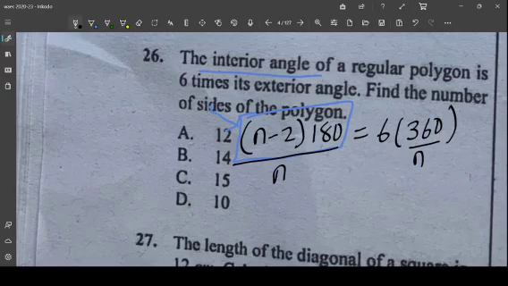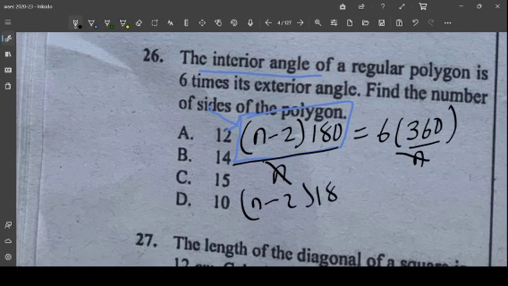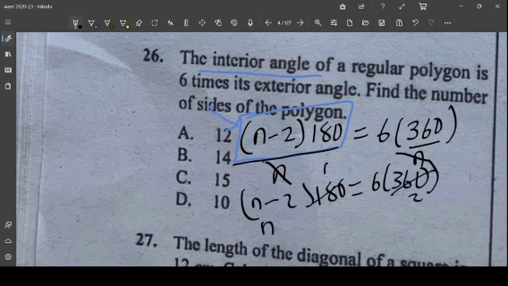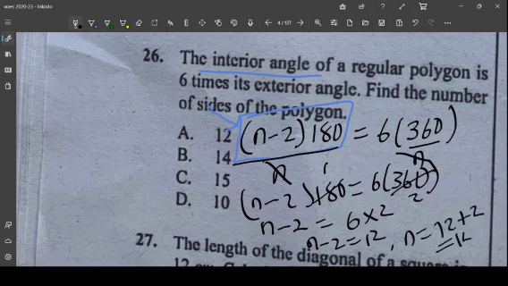If I look at these two terms, I can just cancel out the n at the bottom, such that I have (n minus 2) times 180 equals 6 times 360. You see that 180 can be cancelled here to give you 1, and 360 gives you 2. So I'm going to have n minus 2 equals 6 times 2, so n minus 2 is equal to 12. If I make n the subject of the formula, n equals 12 plus 2, which is 14 sides. The answer is B.